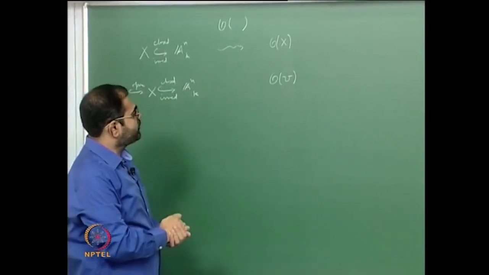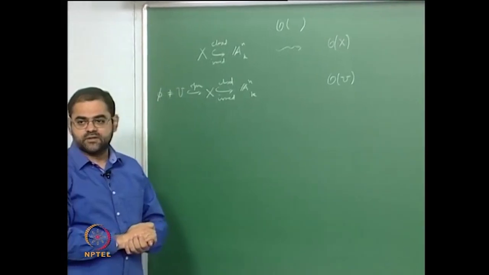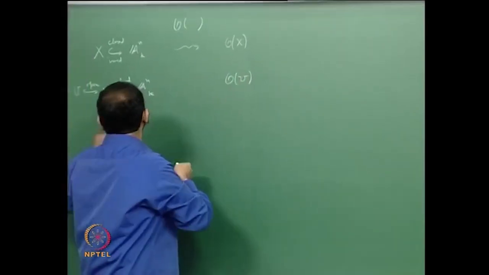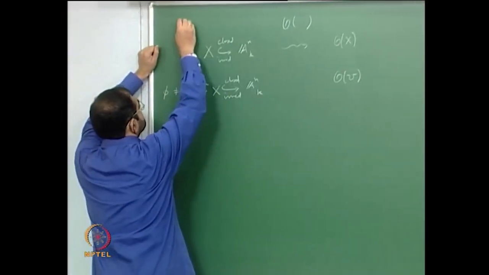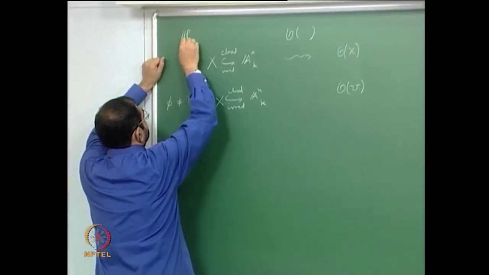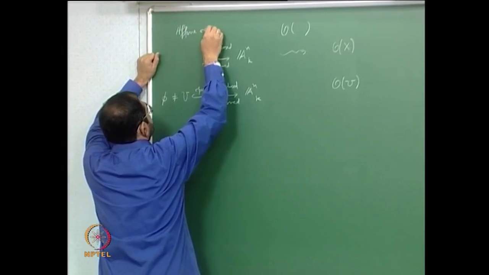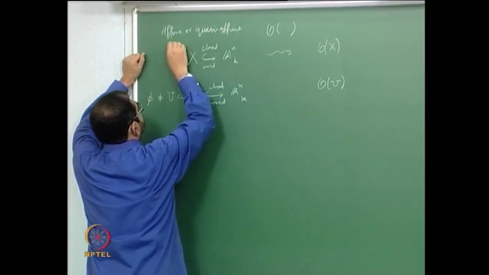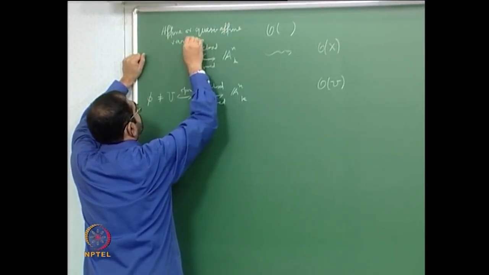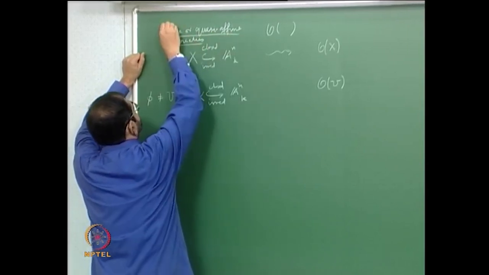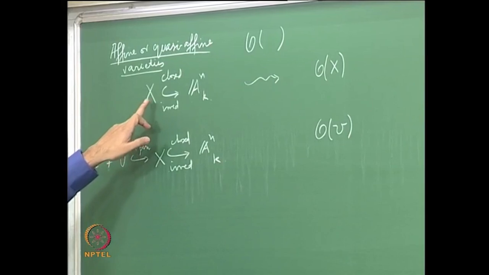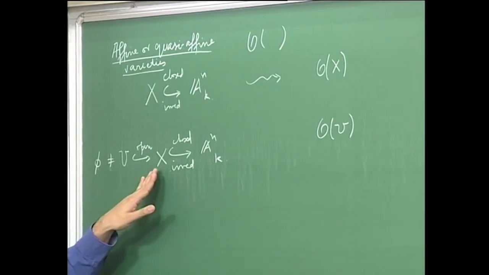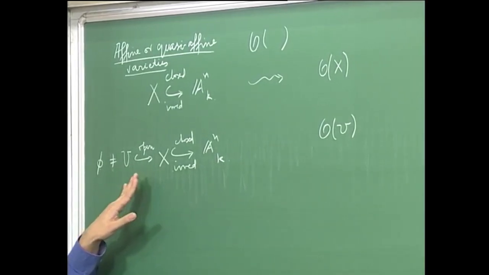And what is O of X? O of X is the ring of regular functions on X, okay. O of U is similarly the ring of regular functions on U. So here what I have on this side is affine or quasi affine varieties, these are the objects on this side, okay. An irreducible closed subset of affine space is called an affine variety, if you recall, and a non-empty open subset of such an affine variety is called a quasi-affine variety, okay.